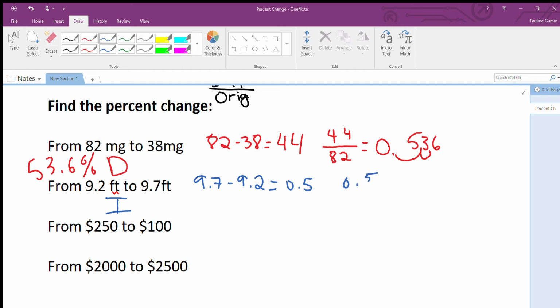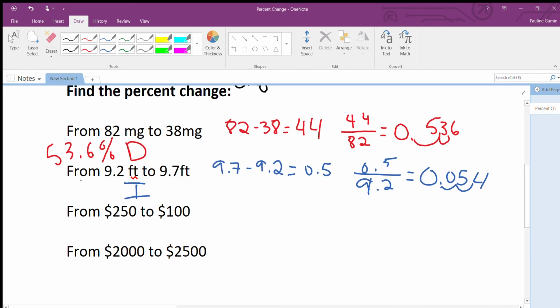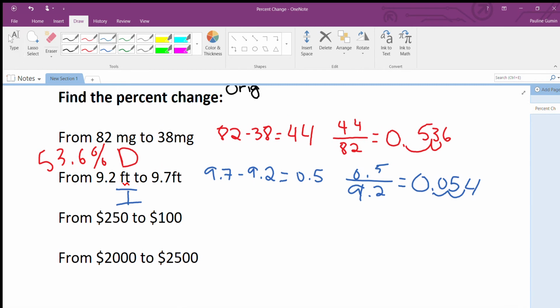That gives us a 0.5. We take that 0.5, we're going to divide it by the original, so 9.2, and we get 0.054. Move the decimal twice to the right, and we have a 5.4% increase. Beautiful.